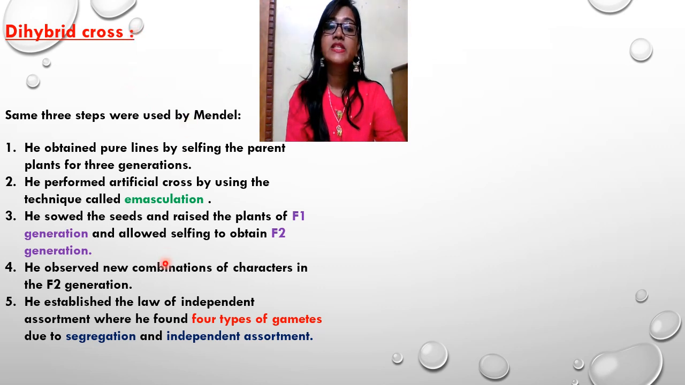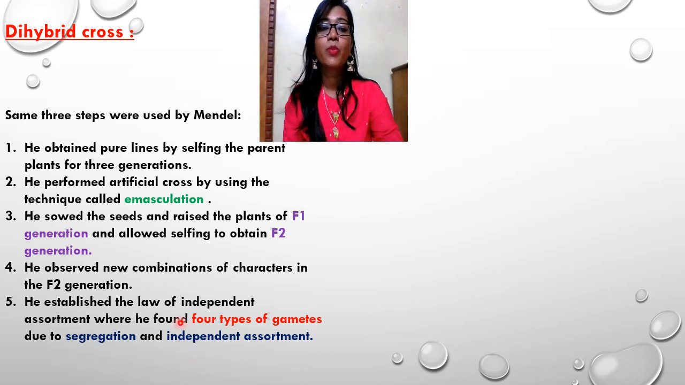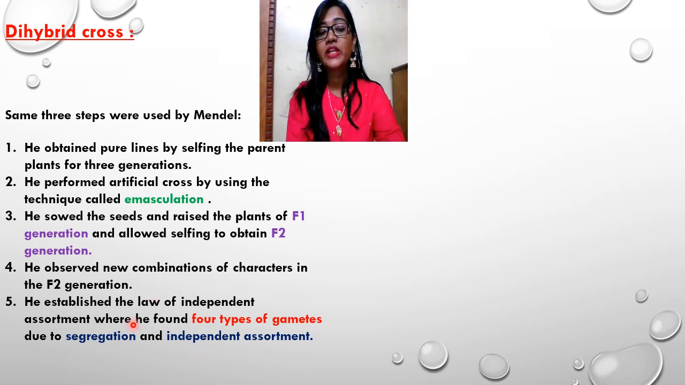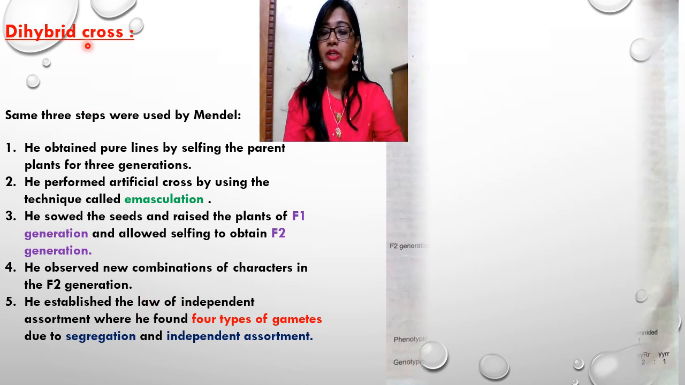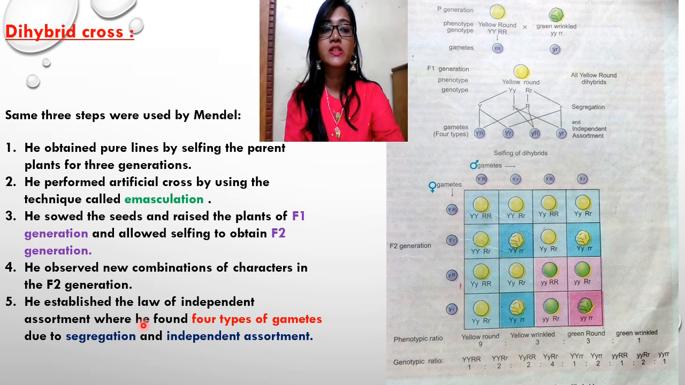He established the law of independent assortment, where he found four types of gametes due to segregation and independent assortment. This point is new, and it makes the dihybrid cross different from the monohybrid cross. You can observe how the four types of gametes are newly formed by the process known as segregation or independent assortment. You will come to know this by studying this diagram.